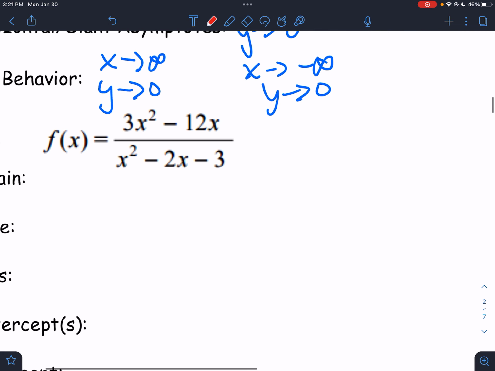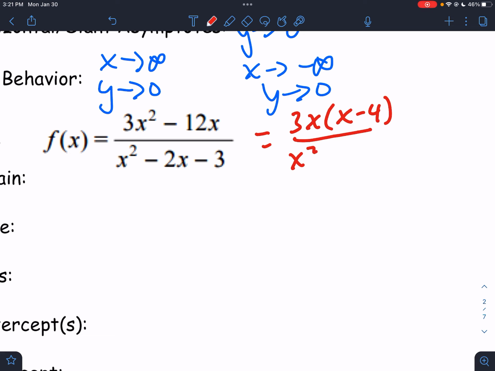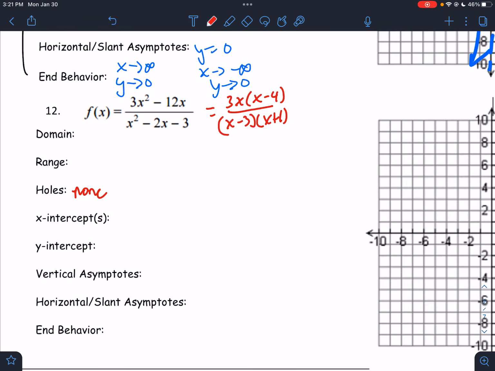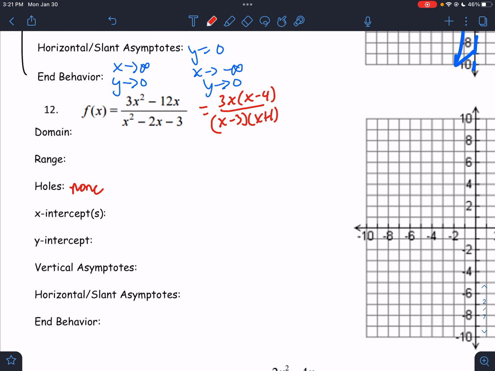Same process. Let's factor out 3x, which leaves me with x minus 4. And on the bottom, that'd be x minus 3 and x plus 1. Nothing cancels out, so there are no holes. For the domain, we need to answer the rest of this before we can answer those. So let's answer the rest of this.